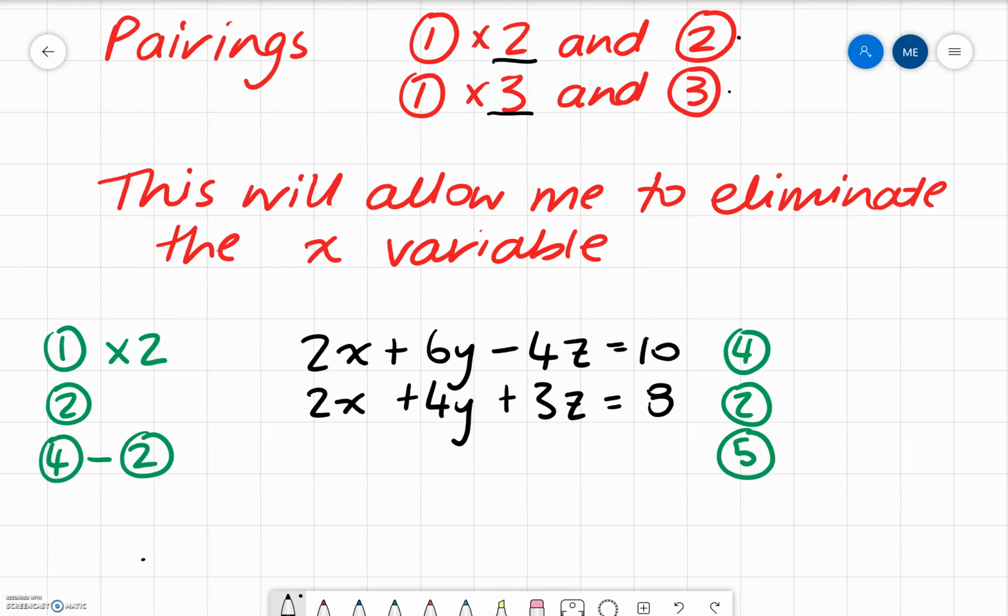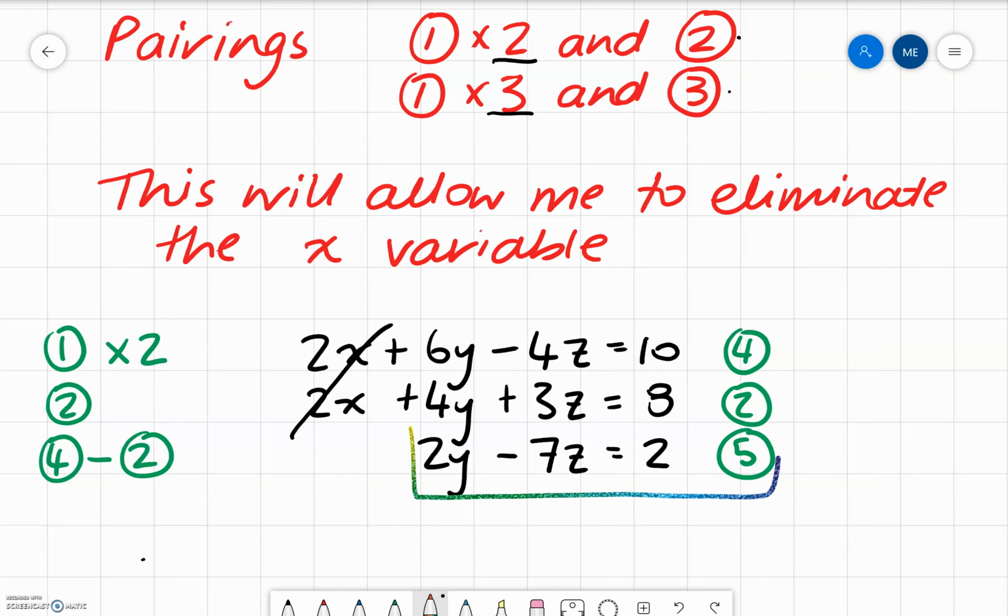So 2x minus 2x, they cancel. 6 minus 4 is 2y. Negative 4 minus 3 is negative 7z. And 10 minus 8 is 2. So that is our equation 5, which is an important equation. That comes from the pairing of 4 and 2.